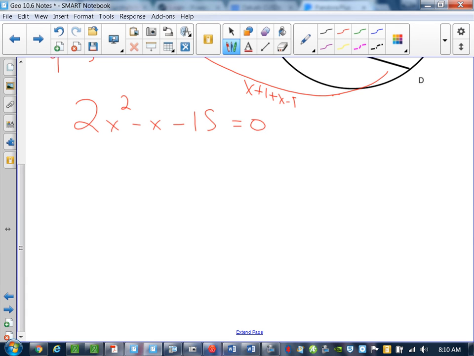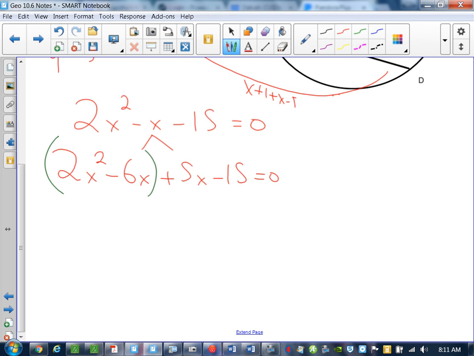What I do now is that I rewrite this as 4 parts, okay? Split the middle, however you want to call that. So I go 2x squared minus 6x plus 5x minus 15 is 0. I group. Split the middle, factor by grouping, whatever you want to call it, because now what I'm going to do is take a GCF twice when I have 4 parts written out.